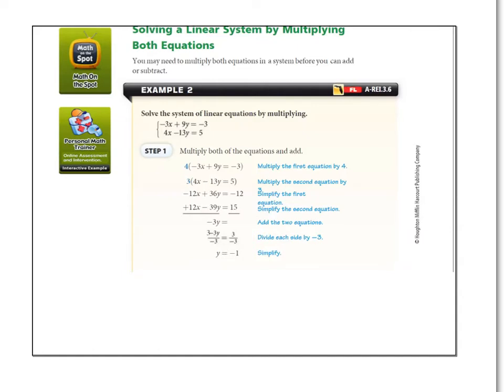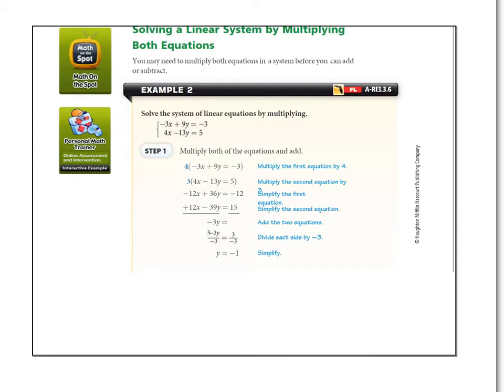Now, what happens if multiplying just one of them doesn't cut it? It doesn't make them have a pair of opposites, which means you might have to multiply both. This is as hard as elimination gets, and students still usually find this pretty simple. It's kind of like finding your common denominators of a fraction. You want them to have the same number. The difference here is we also want the numbers to be opposites.